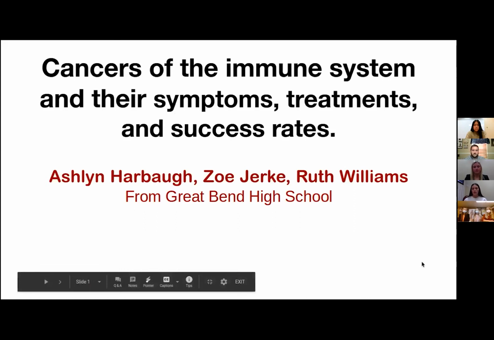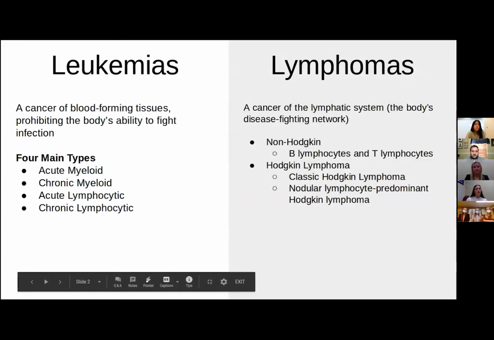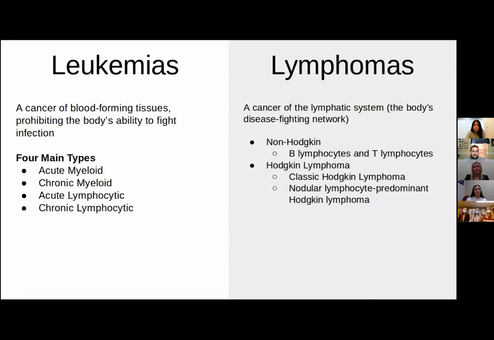There are two cancers of the immune system, leukemias and lymphomas. Leukemia is a cancer of the blood-forming tissues, and it prohibits the body's ability to fight infection. There are four main types of leukemias. Acute myeloid is where the bone marrow cells cannot mature, so there is an excess amount of immature white blood cells. Chronic myeloid starts in certain blood-forming cells of the bone marrow, and it is caused by a chromosome mutation that occurs spontaneously.